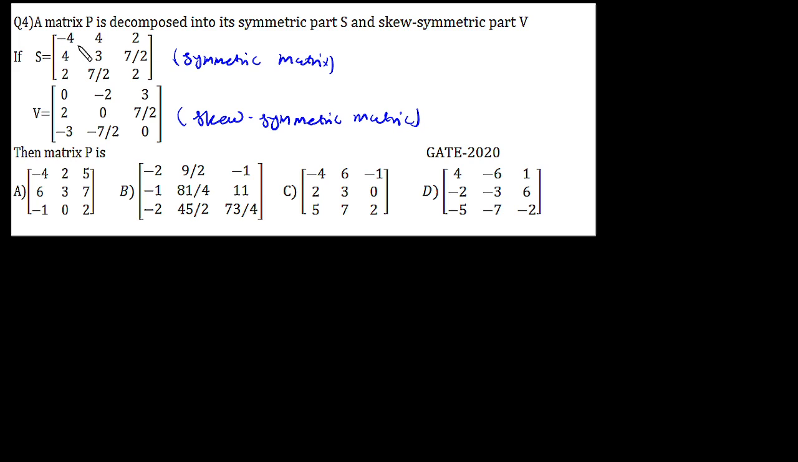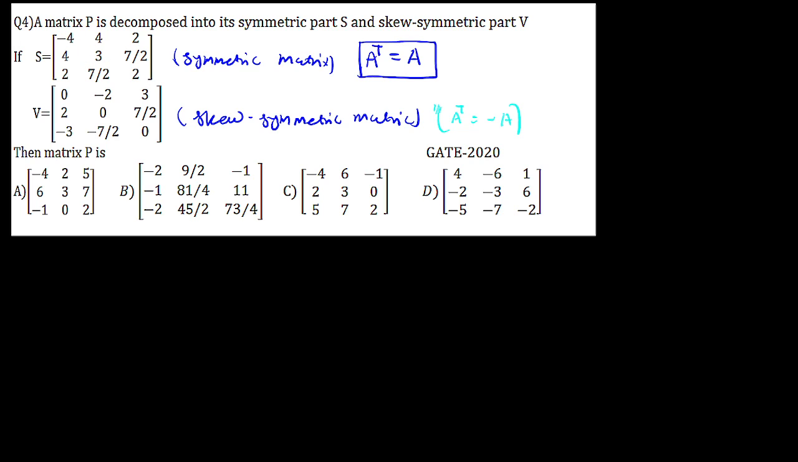Now look at the entries in this S. The definition of a symmetric matrix is that if I take the transpose of the matrix and get the same matrix as the initial one, then the matrix is symmetric. And for a skew-symmetric matrix, if I take the transpose of a matrix A and get the negative of the initial matrix, then according to this condition A is skew-symmetric.